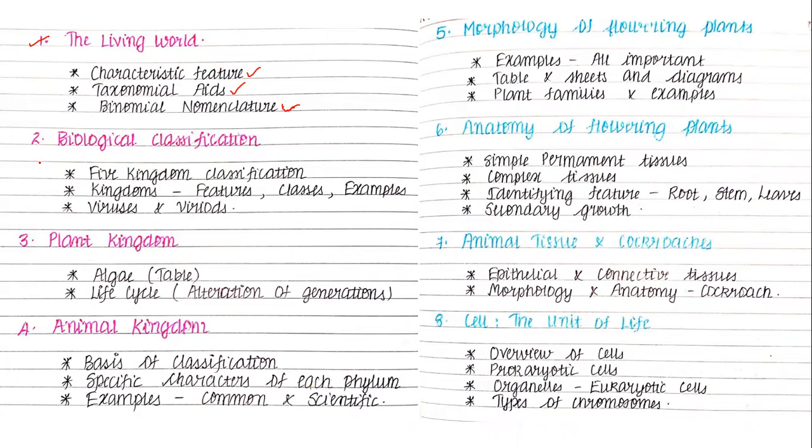Moving on to chapter number 2, Biological Classification. You have to study the initial part, that is the different types of classification: the 5 kingdom system of classification, 2 kingdom, then binomial nomenclature, then artificial system of classification, natural system of classification, phylogenetic system of classification, and the other things mentioned over there.